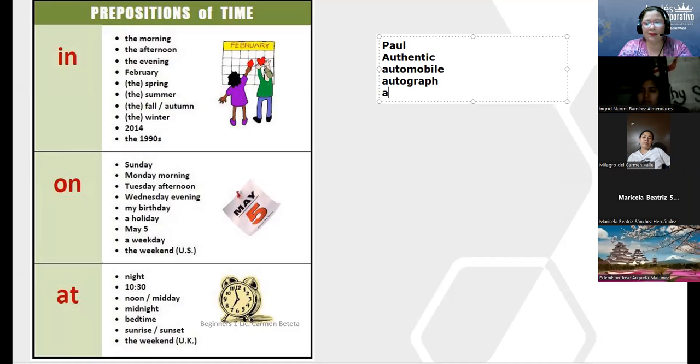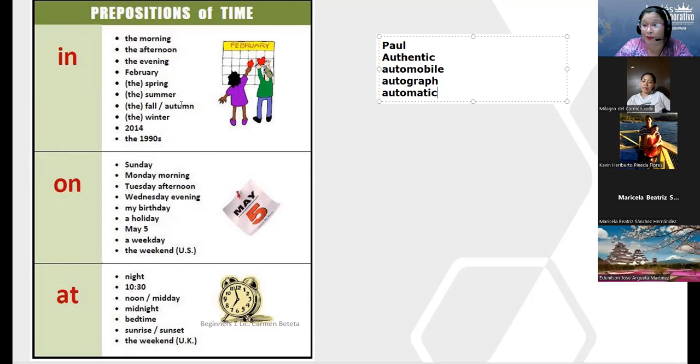We could say automatic. Okay. Automatic. Automatic, autograph, automobile. It's in British. Authentic. So here is autumn. Yeah, autumn.